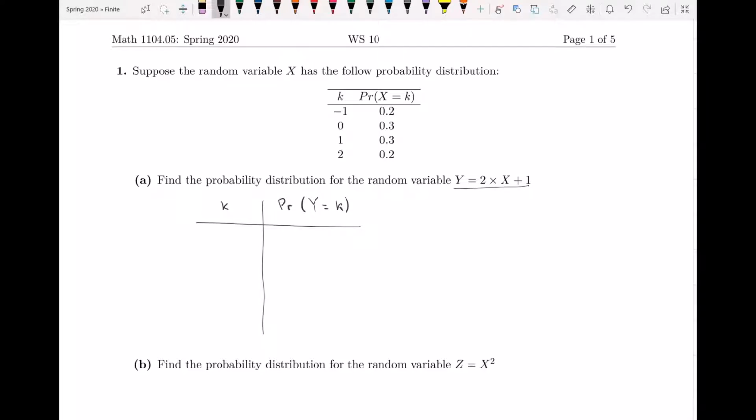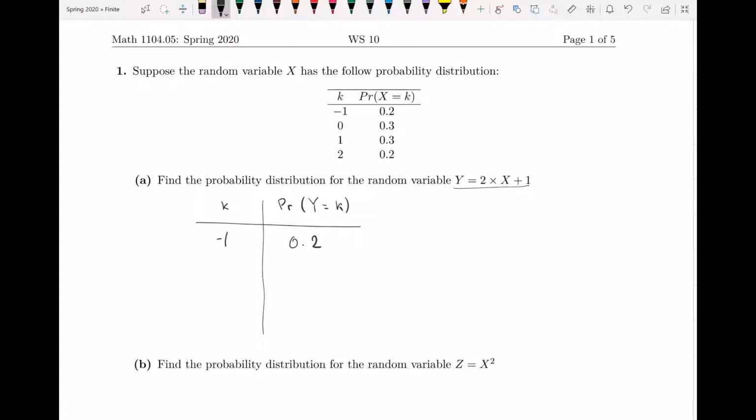Well, in this case, all we have to do is take the values that X can be and transform them under this formula, and we get the values that Y can be. The smallest that X can be is -1. If X is -1, then Y is 2 times that plus 1, which is also -1. And X is -1 with probability 0.2, so Y is -1 also with probability 0.2.